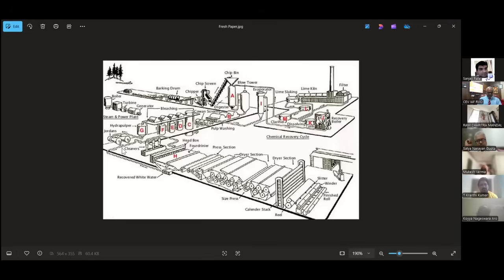So first of all, from the forest, the designated forest for the paper industries, the trees are cut down. After the cutting, all the stumps come to the factory, and first they are barked. Anyone? What do you mean by debarking? What do you mean by debarking?